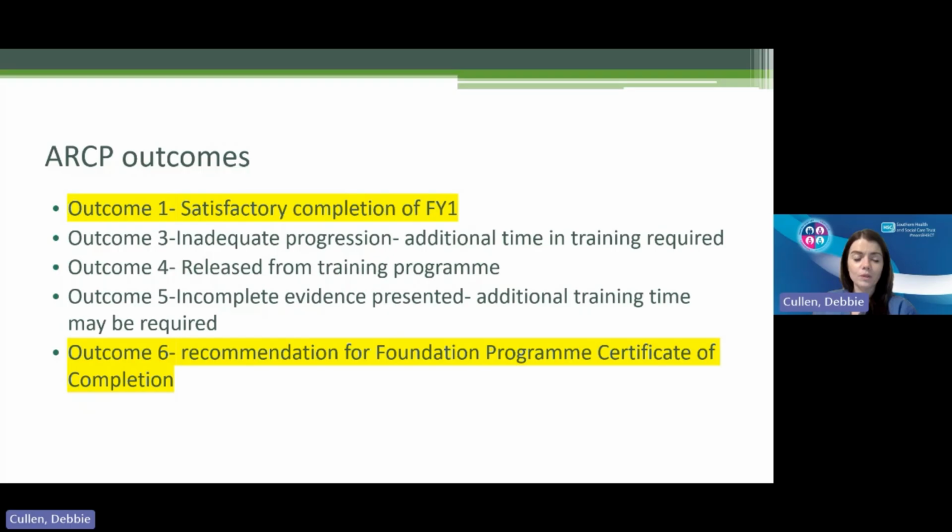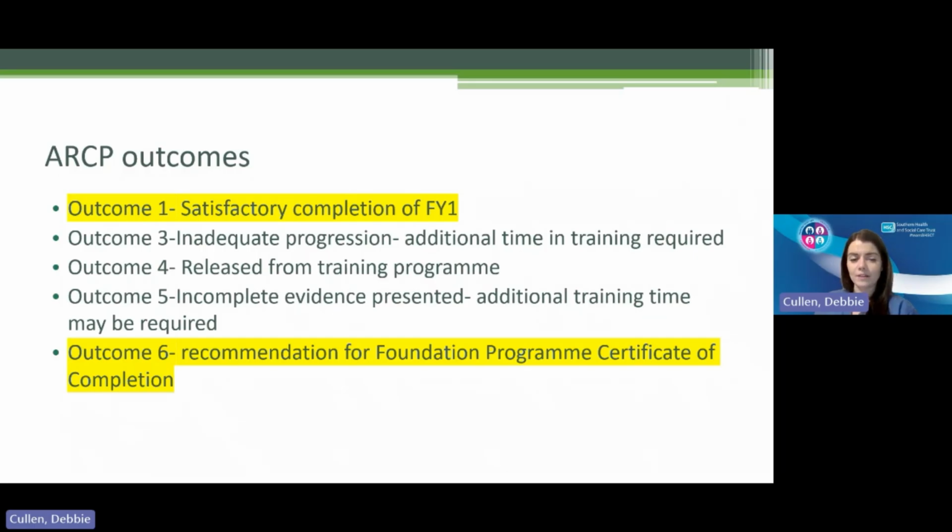And the other outcome that we can award is an outcome 5. And outcome 5 really means that you've presented incomplete evidence. And usually that will be things like you're missing a supervisor report, or there are some pieces of evidence which as a panel we feel have maybe been missed and could be gathered reasonably quickly. And if you receive an outcome 5, we usually give you a time scale of up to 2 weeks to gather that evidence and upload it to your portfolio.